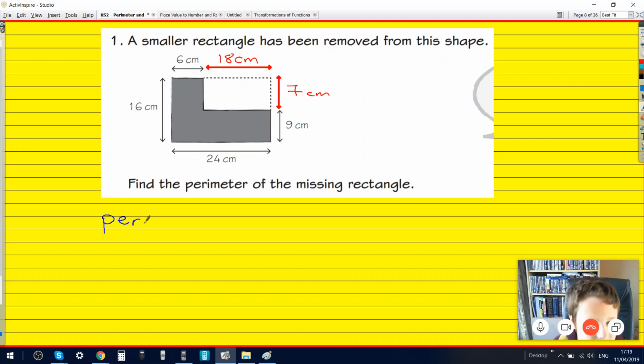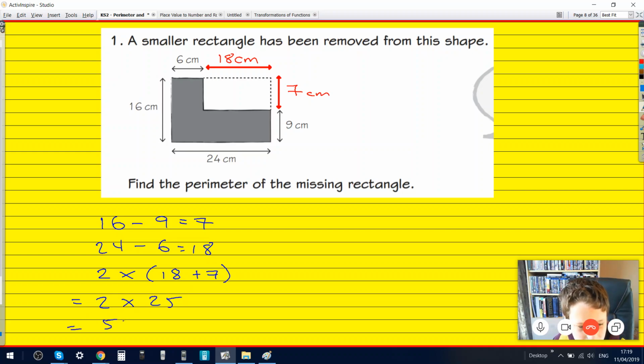And so double 7 is 14. Double 18 is, so double 18 is 36. And so 36 plus 14 is, it's 50. Well done. 50.